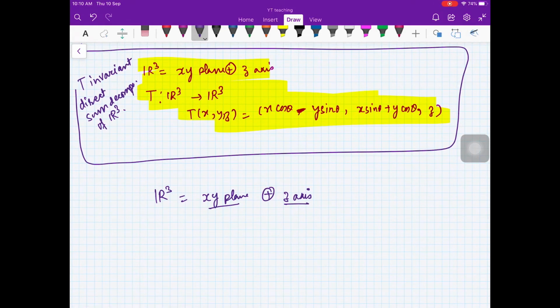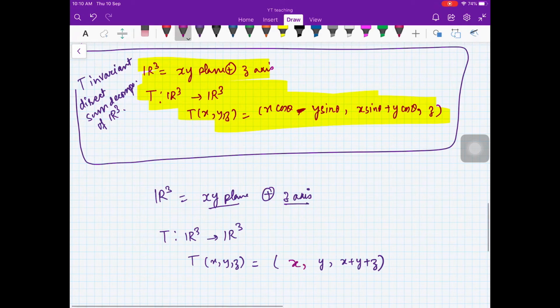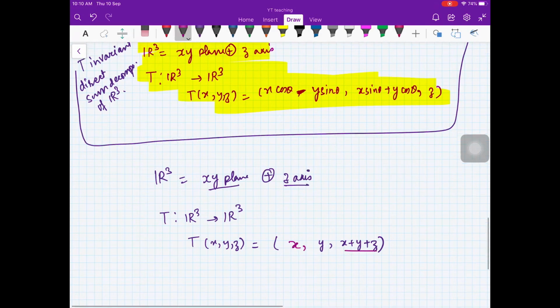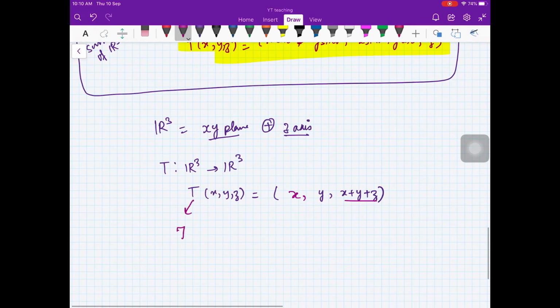Okay. Now I am defining a map from R cube to R cube, which is say (x, y, z) goes to (x plus y, y, and here you have x plus y plus z). Or you can make it simpler: you can just take (x, y) and then x plus y plus z. Now, is the xy plane T invariant? You can very easily see no.